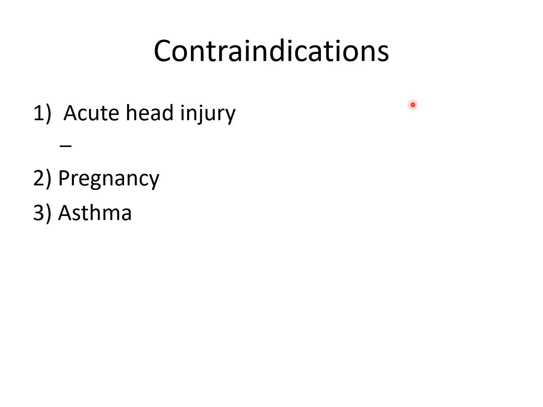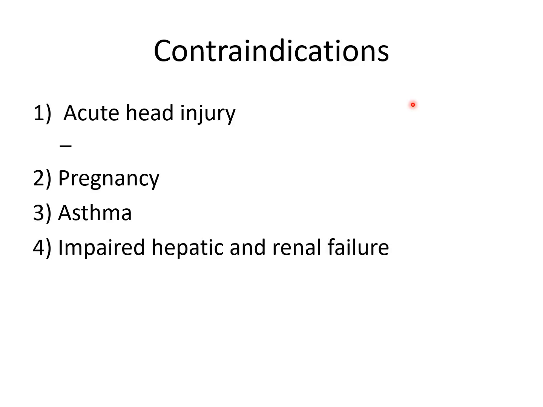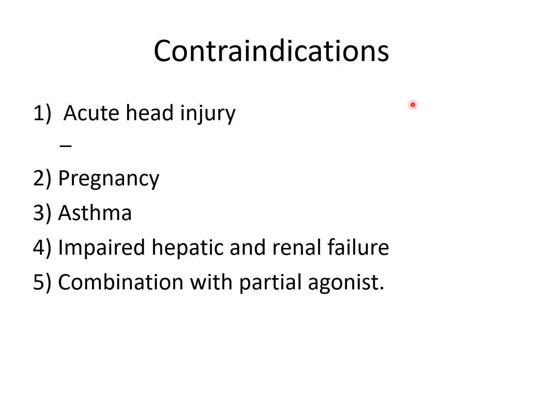Asthmatic patient, we already talked about release of histamine, but again, it's not an absolute contraindication. Patients with impaired hepatic and renal failure, and that's because morphine is metabolized in the liver and it can be excreted in the kidney. If there is a decrease in the liver and kidney functions, then we can decrease the dose to the half or even to the quarter of the normal dose.